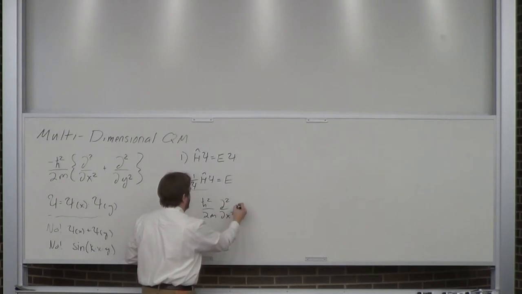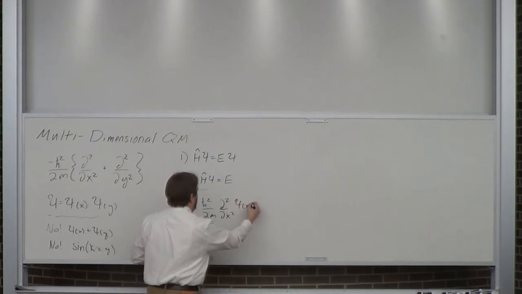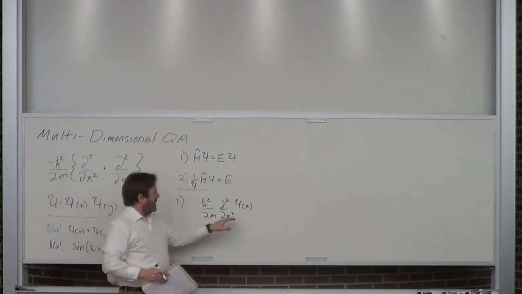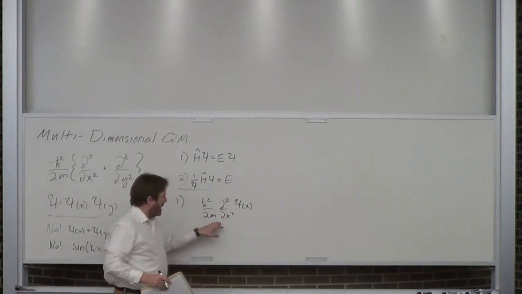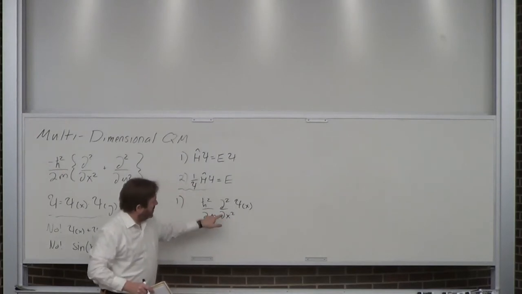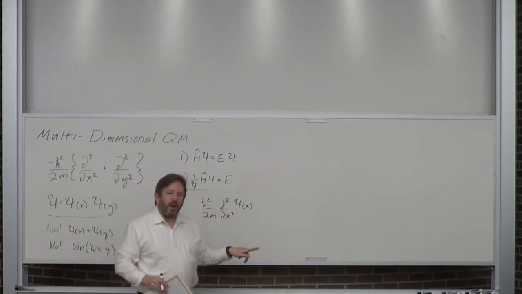Okay, here's the dx. I'm using this form, psi of x times psi of y. You notice I haven't written psi of y yet. Psi x, psi y. Well, here's the thing. Derivatives are like walls, right? You can't go through them.